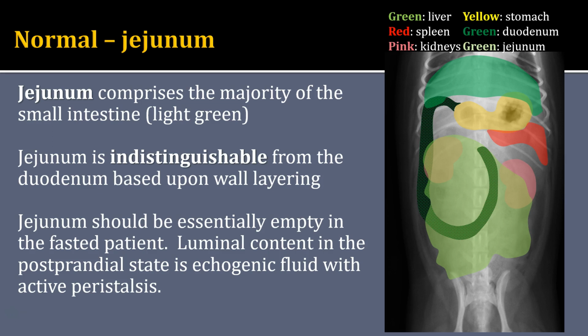If we have fasted our patient, the jejunum should be essentially empty. However, if the patient is in a postprandial state, our luminal content will be variably echogenic. Usually fluid, may have some gas. We will see active peristalsis in stomach, duodenum, and jejunum if the patient has not been fasted.